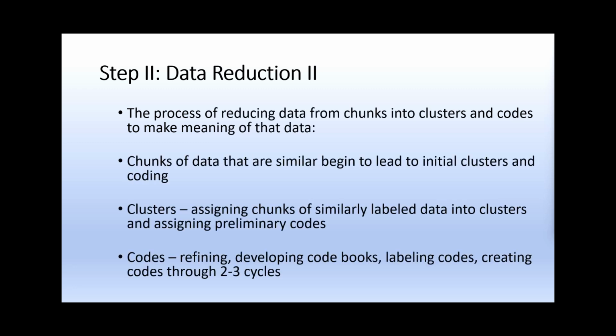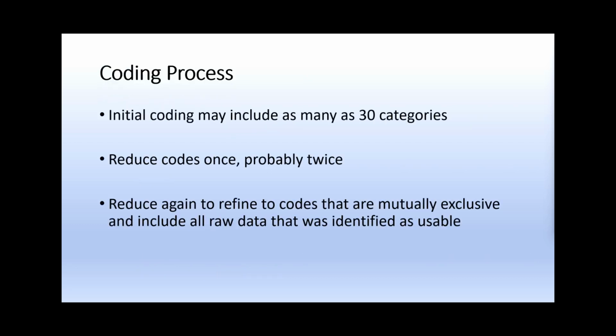So we have the second data reduction, that is reducing data from chunks into clusters and codes. So you group them into clusters. This is like refining the first cycle of coding. The initial coding process includes as many as 30 categories. In the initial cycle, you are just getting everything out that you read through this transcript. Then in the second cycle of coding, that's how you reduce and group those codes into small chunks or small meanings. You may find that most of these codes are similar, so you combine those codes. That is done in the second cycle of coding.